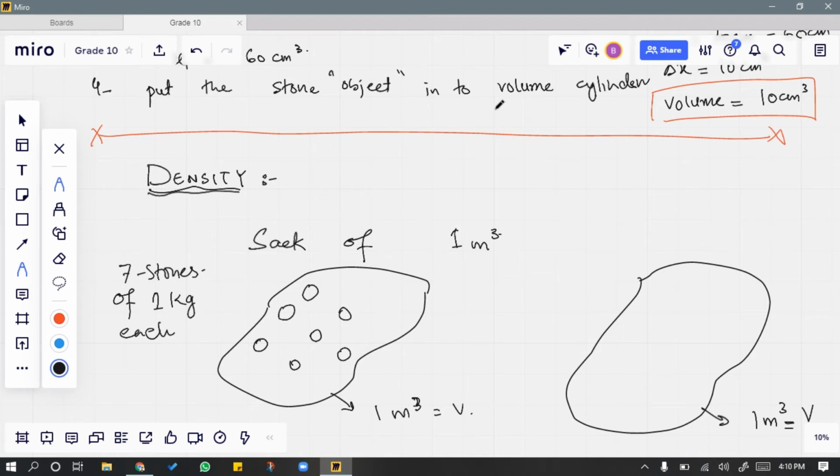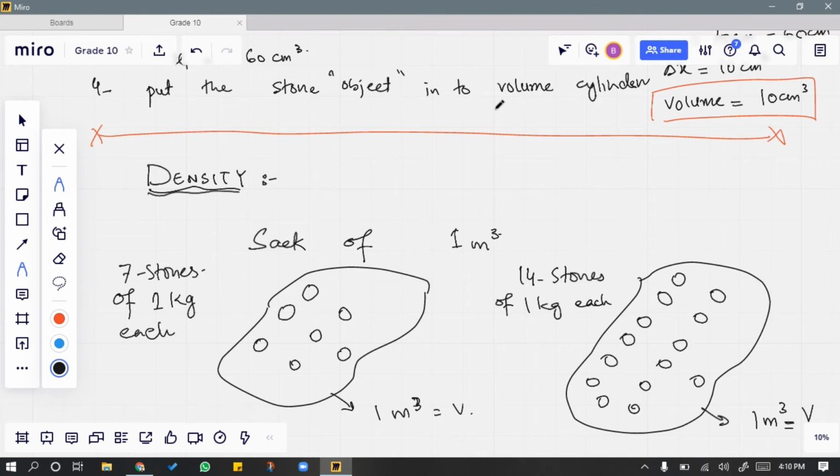In this one, I'm going to increase the density. How should I increase the density? By putting more stones. So I'm going to put 14 stones of 1 kilogram each. So my density, in this scenario, has been increased to double that of the first sack.